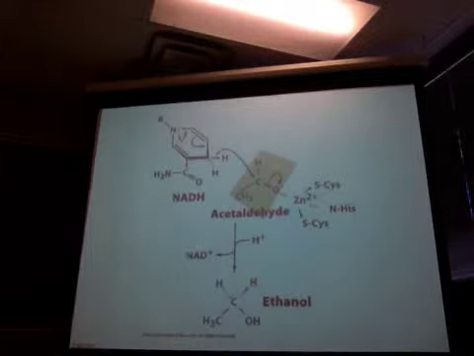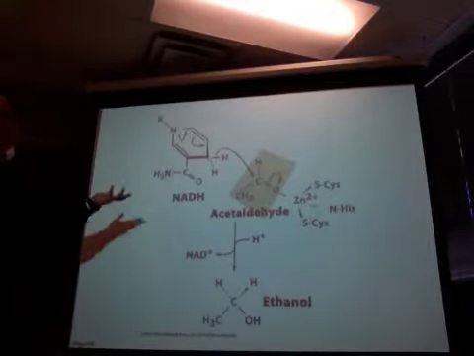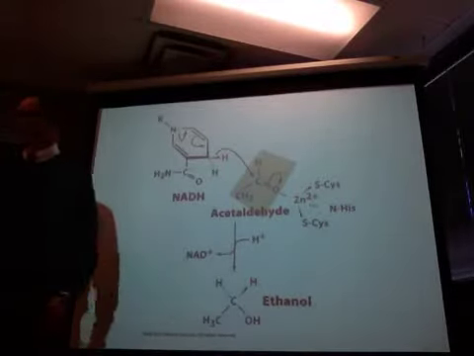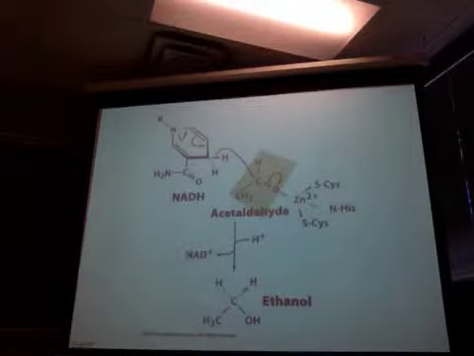I had to show that just so I could show the mechanism of alcohol dehydrogenase once. Not that it's that cool. I just had to show it once. Okay? So that's the first one. That was door number 3.